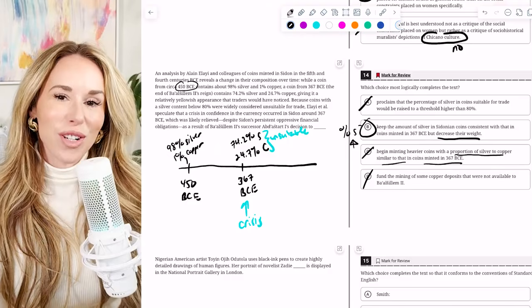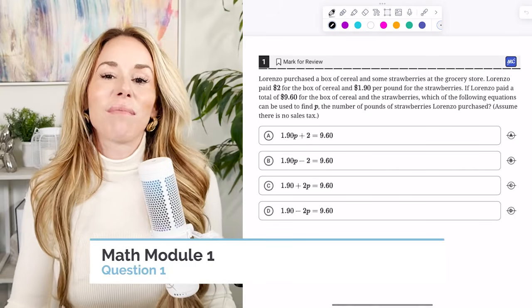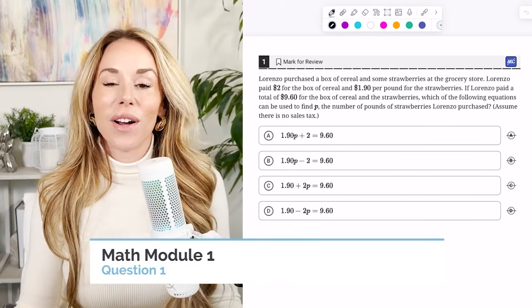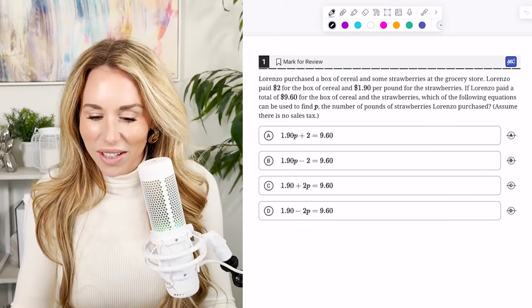All right, guys, that's it for Module 2 English on Bluebook Test 7. All right, guys, we are on Module 1 of the math from Bluebook Test 7. Let's get right into it.